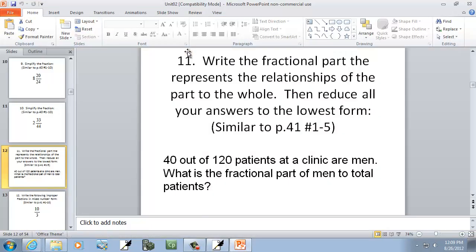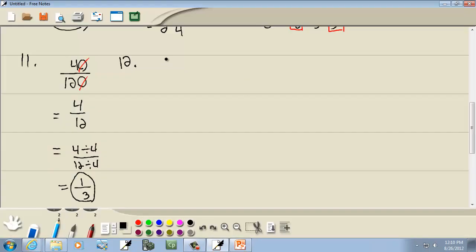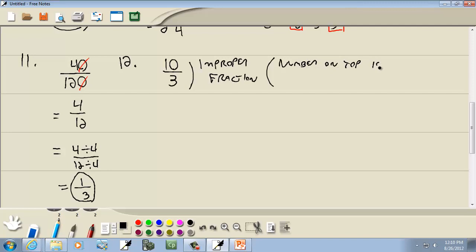Now this next problem introduces an improper fraction. It says write the following improper fraction in mixed number form. Improper fraction means your number on top is larger. So that's an improper fraction. Number on top is larger. Well, let's see how to change this to a mixed number.